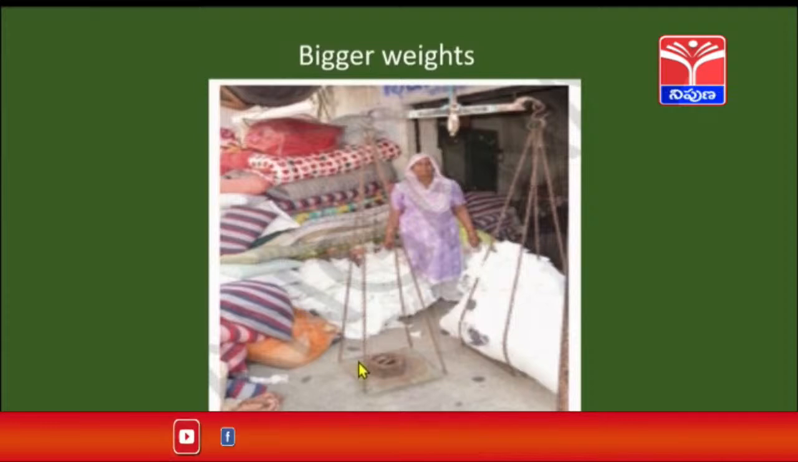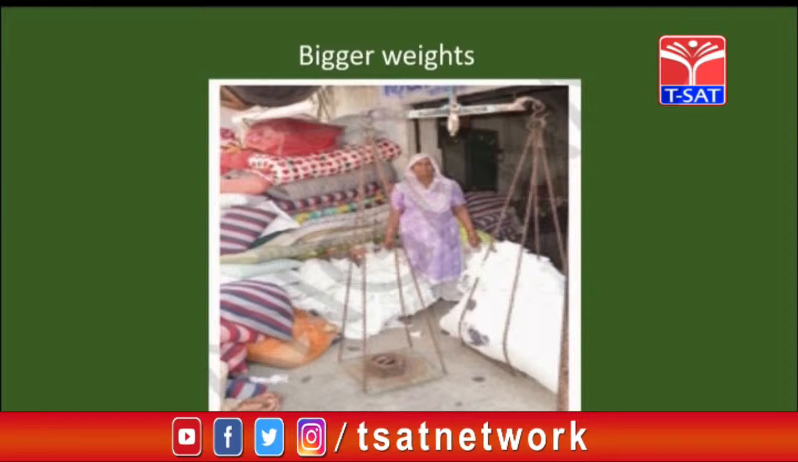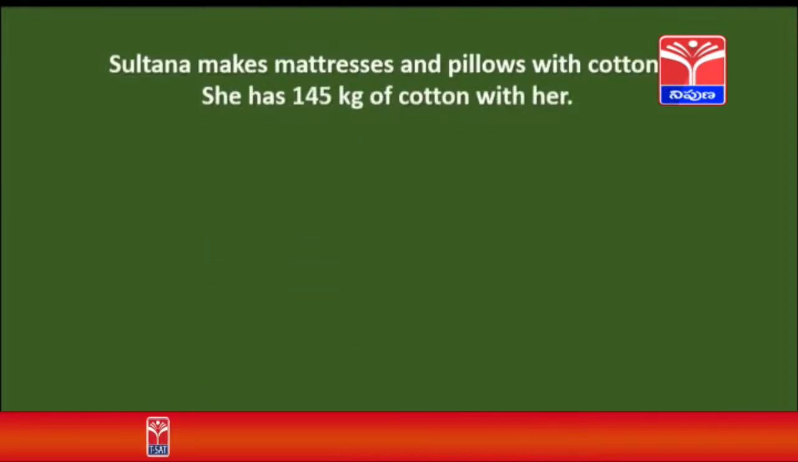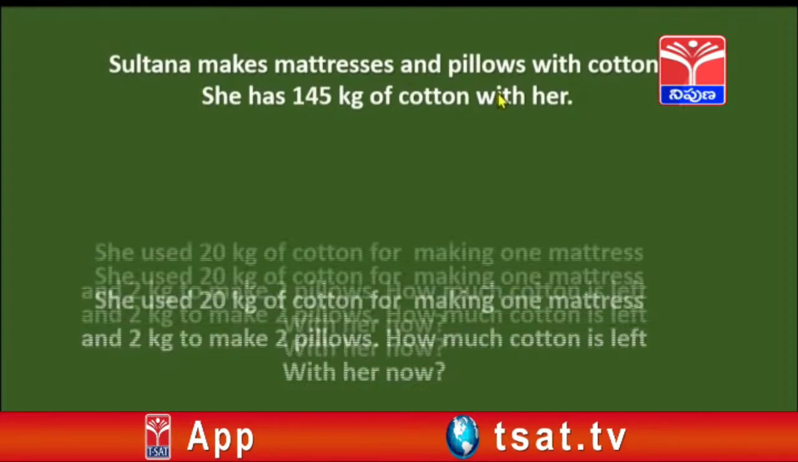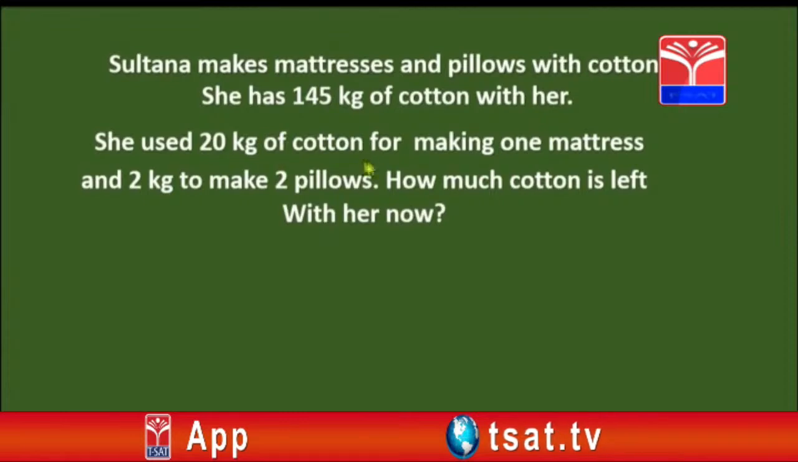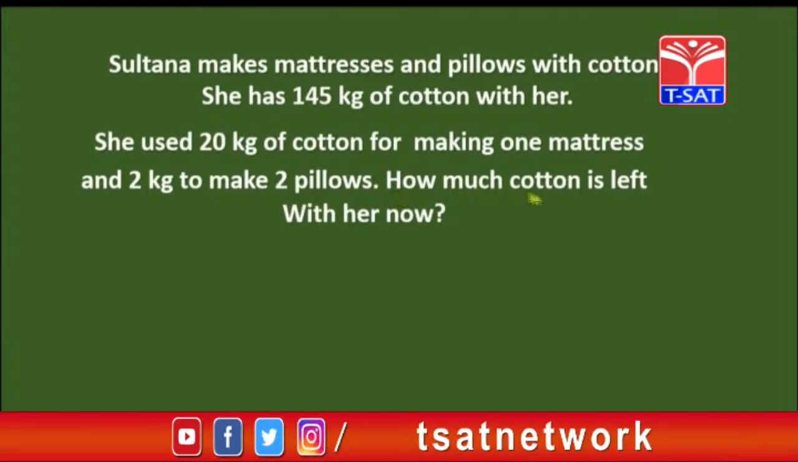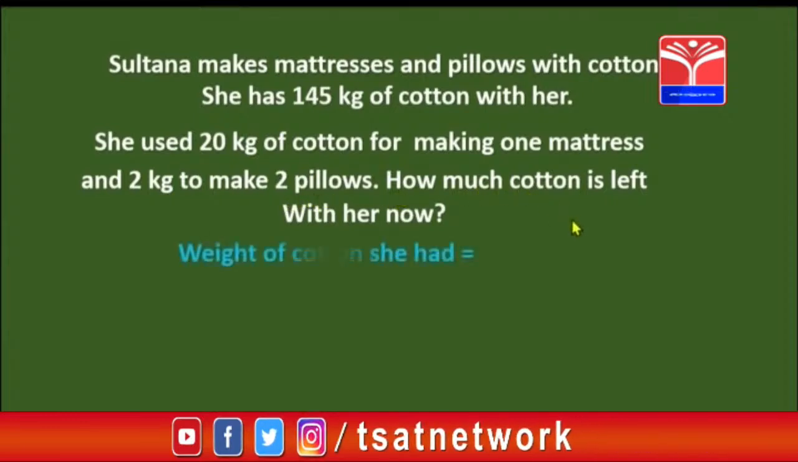Now let us see how much cotton Sultana is using to stitch the mattresses. Sultana makes mattresses and pillows with cotton. She has 145 kgs of cotton with her. She used 20 kgs of cotton for making one mattress and 2 kgs to make 2 pillows. How much cotton is left with her now?